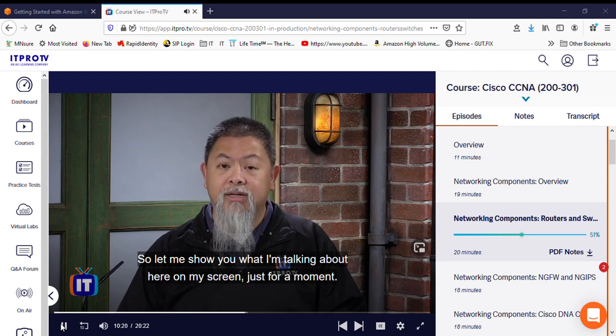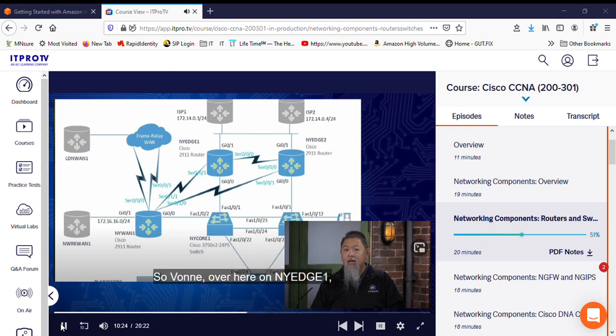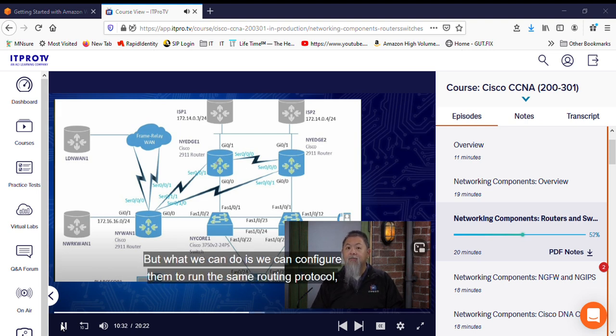So let me show you what I'm talking about here on my screen just for a moment. So Vaughn, over here on NY Edge 1, even though we've configured a static route for it, and over here on NY Edge 2, we haven't even taken a look at that one. But what we can do is configure them to run the same routing protocol, essentially speaking the same language. This is how you're going to learn routes from me, and this is how I'm going to learn routes from you. So we can configure a basic routing protocol or even an advanced routing protocol. We're just going to do a basic one at this point, which I've already done.